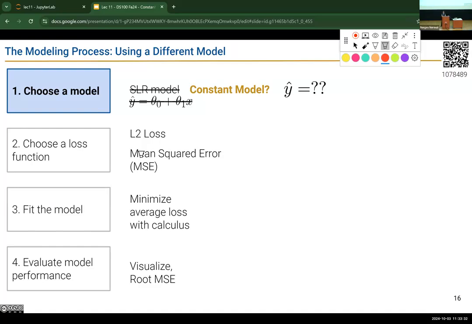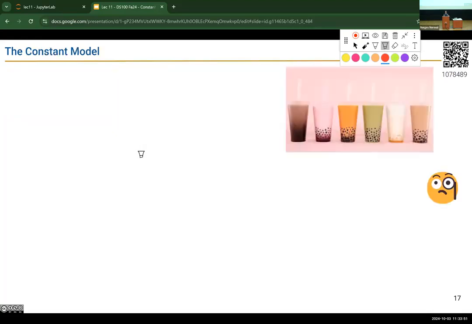So I want to move on to a simpler model, believe it or not. We're going to move back. Instead of doing simple linear regression, I want to have a constant model. That's the model that I'll choose, and I'm going to keep everything else the same. I'm going to go over how I can derive the optimum constant model that we can have. But let me tell you what the constant model is.